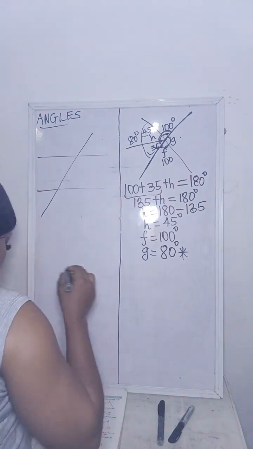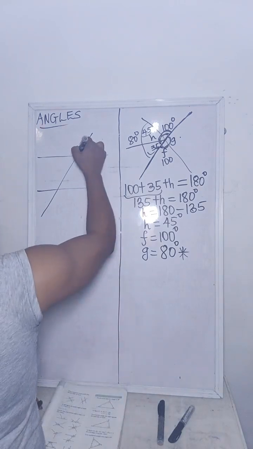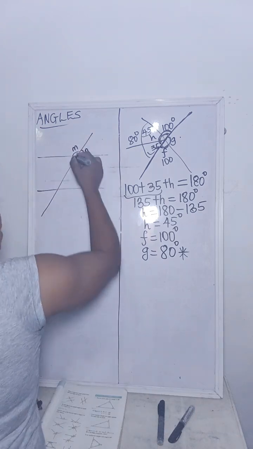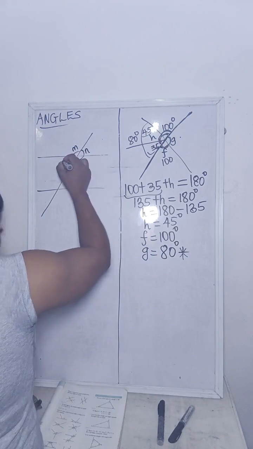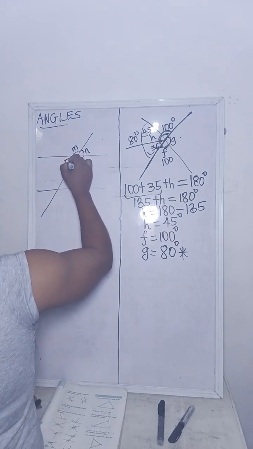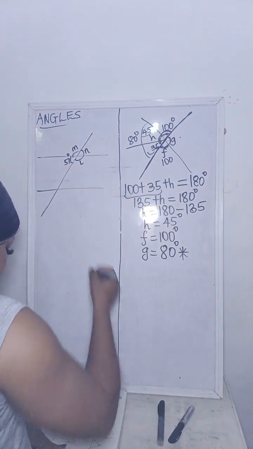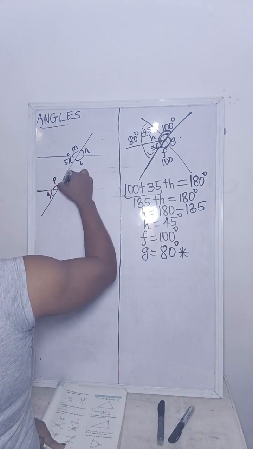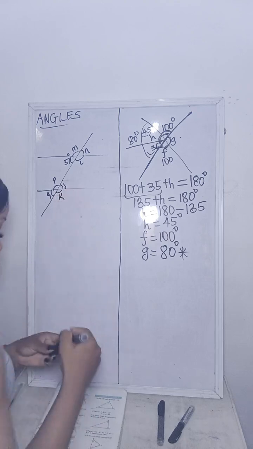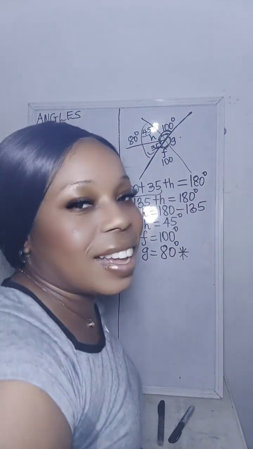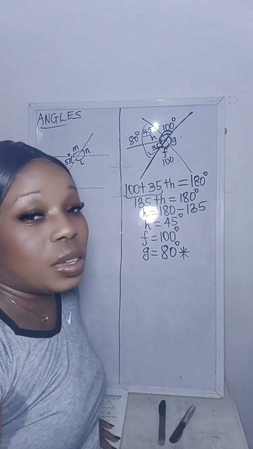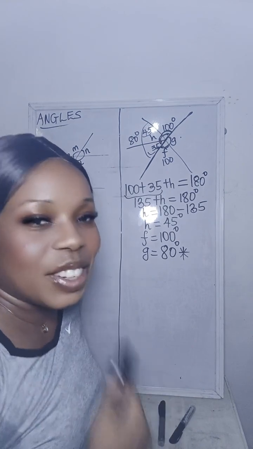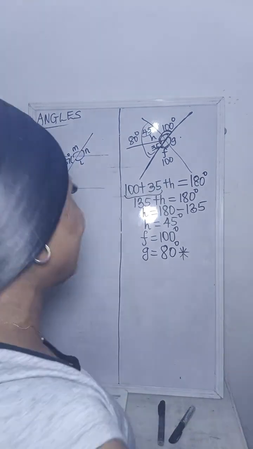So we have M, we have N, we have L, and we have 57. Then we have P, Q, J, and K. Wow, that's a lot of letters, but it's super easy and we are going to get it done.